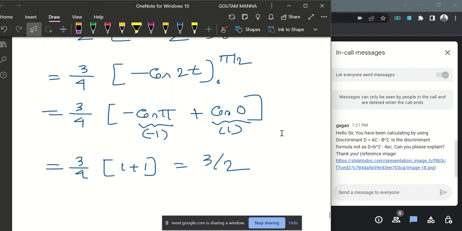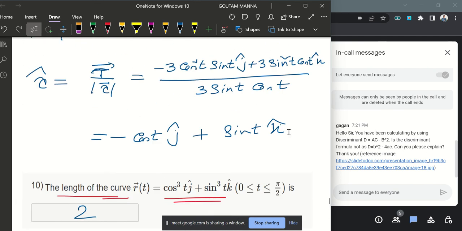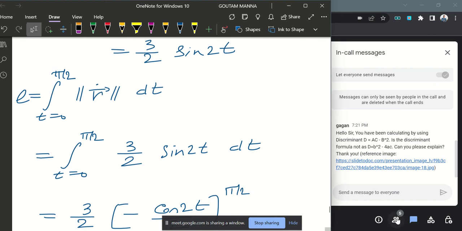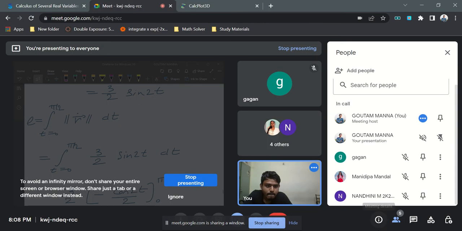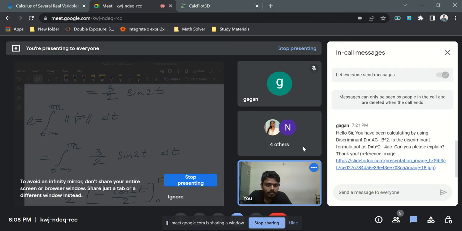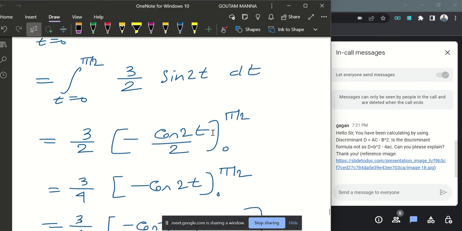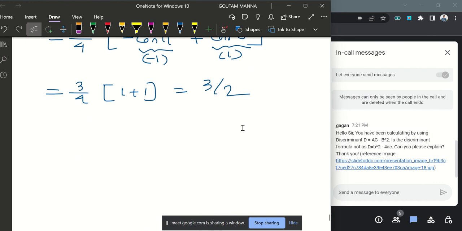Okay, so these are the 10 problems from the 4th assignment. Gagan is asking: the discriminant is defined as AC minus B square, is that the discriminant formula? Can you please explain?